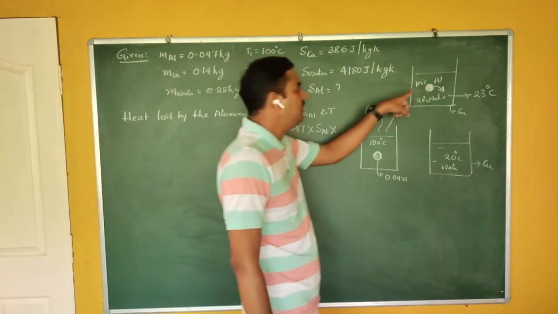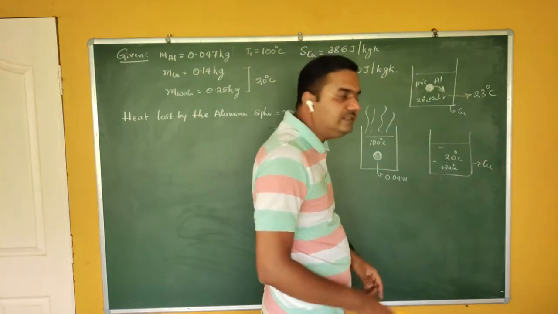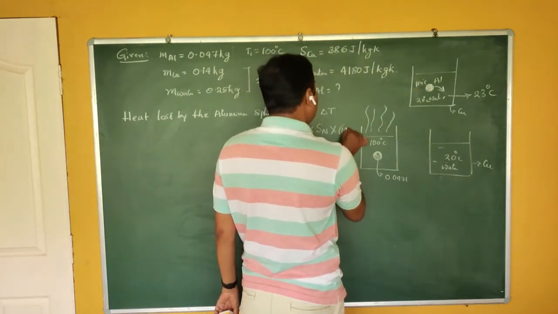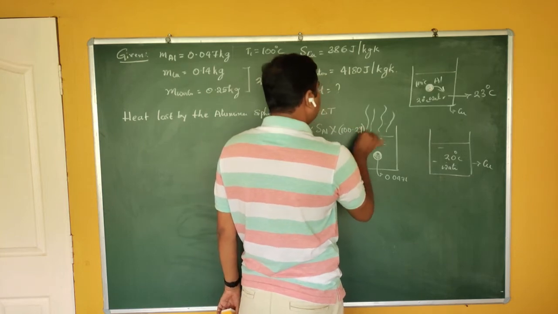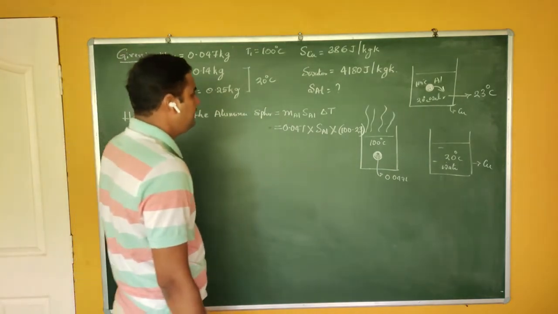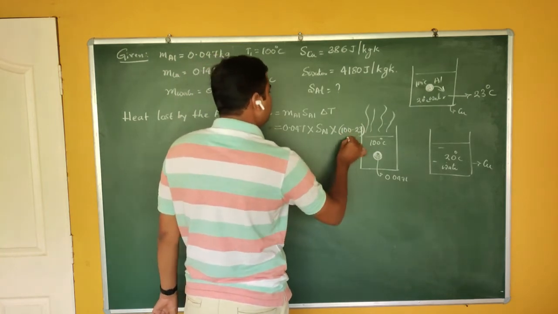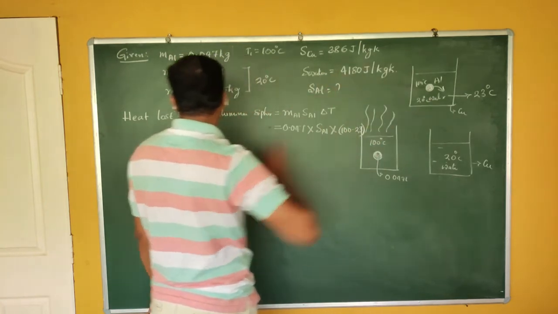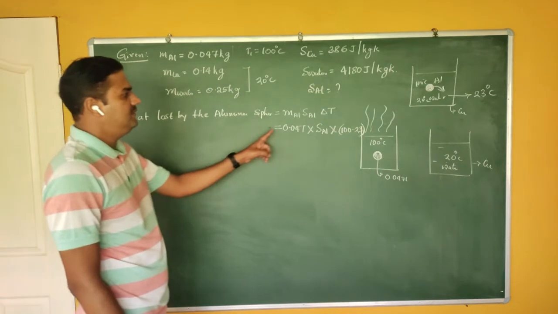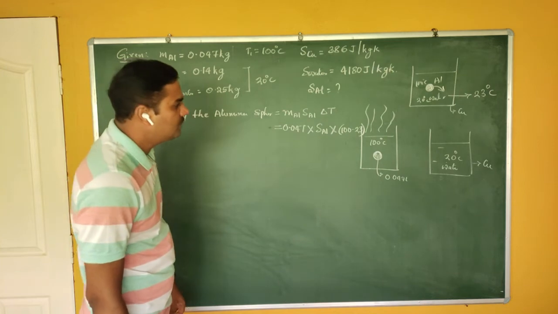What is the change in temperature? Initially, it has a temperature of 100. Finally it becomes 23. Therefore, the change of temperature is given by 100 minus 23 degrees centigrade. Let me call this equation number 1. It is nothing but the heat lost by the aluminum sphere. Heat lost by the aluminum sphere is 0.047 into specific heat of aluminum into 100 minus 23.